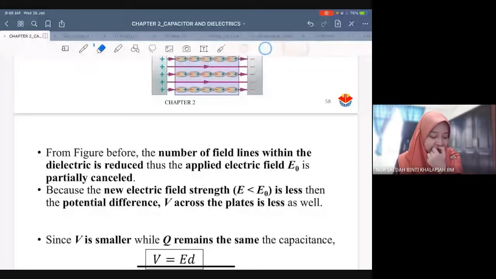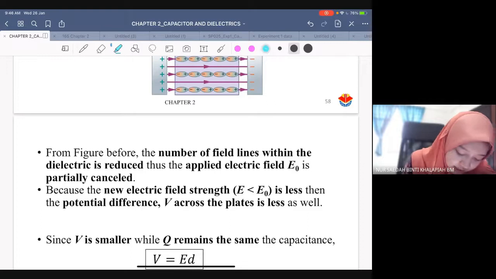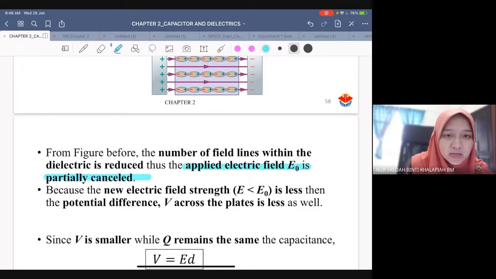So sebab tu dia kata the number of field lines within dielectric is reduced. The applied electric field is partially cancelled. Okay. So yang penting adalah yang ni. Applied electric field is partially cancelled because there is an electric field from dielectric that is opposite with the applied electric field.